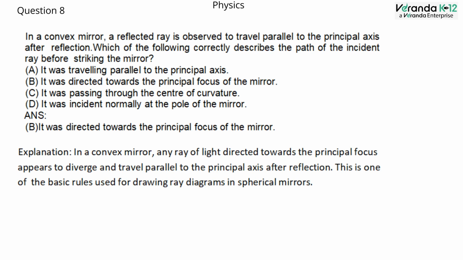Explanation. In a convex mirror, any ray of light directed towards the principal focus appears to diverge and travel parallel to the principal axis after reflection. This is one of the basic rules used for drawing ray diagrams in spherical mirrors.